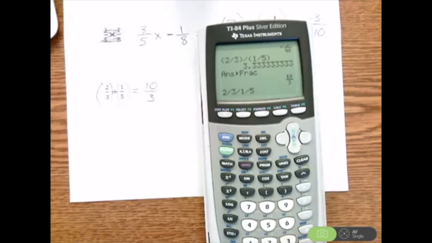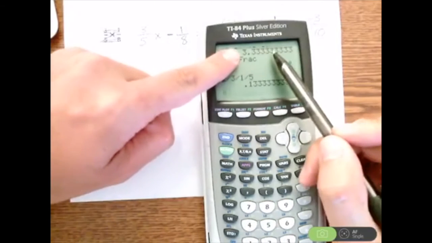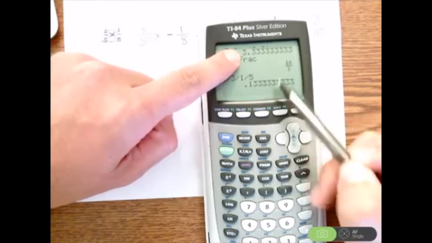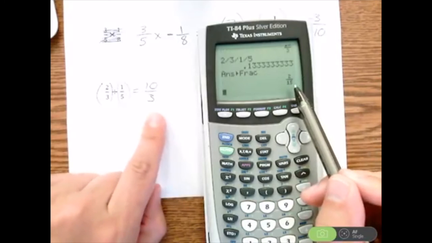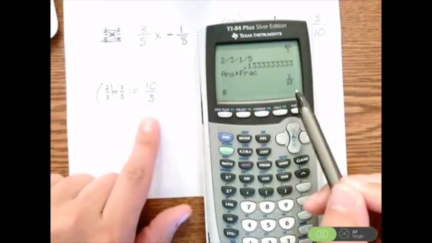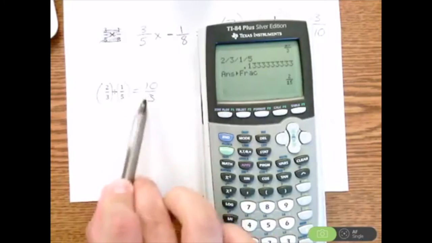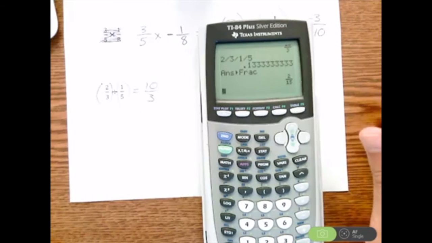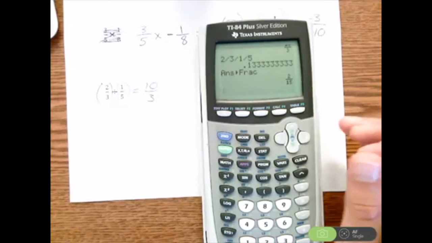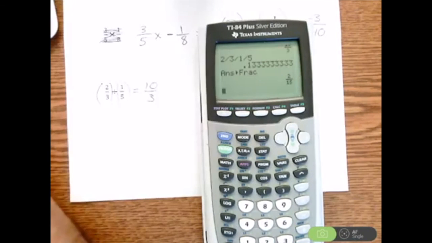If we hit enter here, you get 0.13333. Notice already that was a completely different decimal from what I had up above. When you do math frac, you get 2/15. You get a completely different answer, where this is our correct answer. So that's why it's super, super important anytime you're dealing with fractions to use the parentheses. And that was adding, subtracting, multiplying, and dividing fractions.